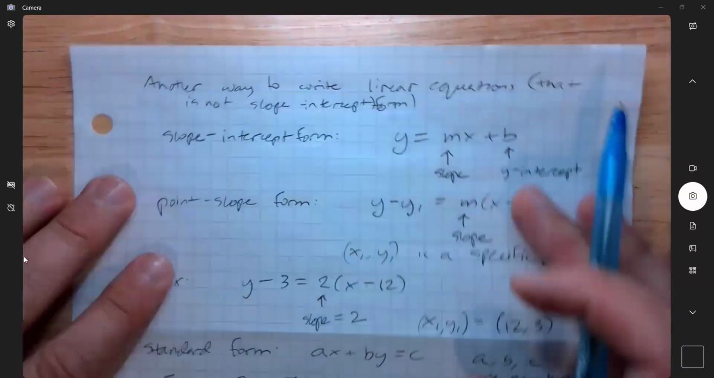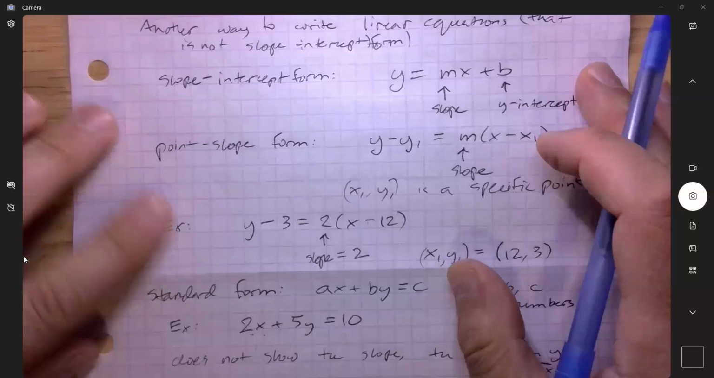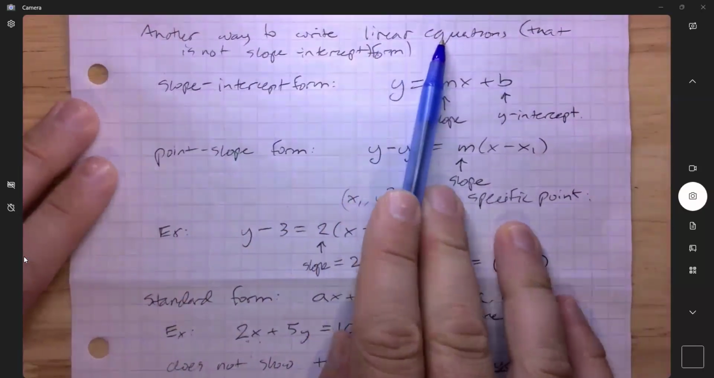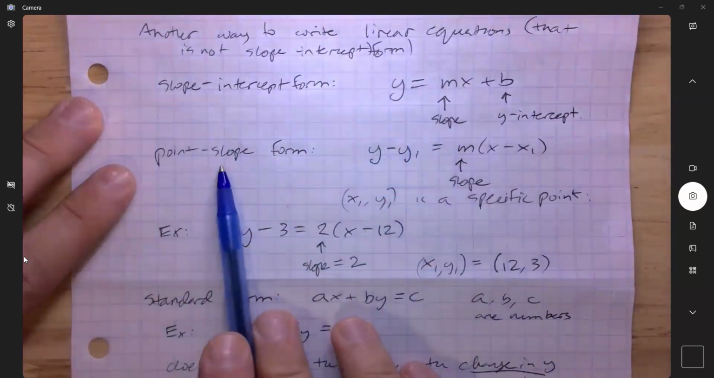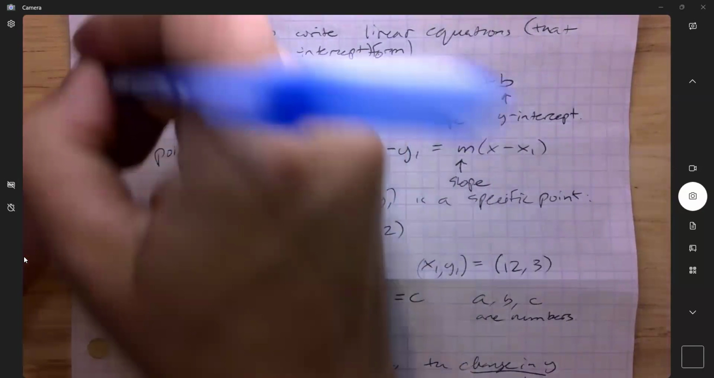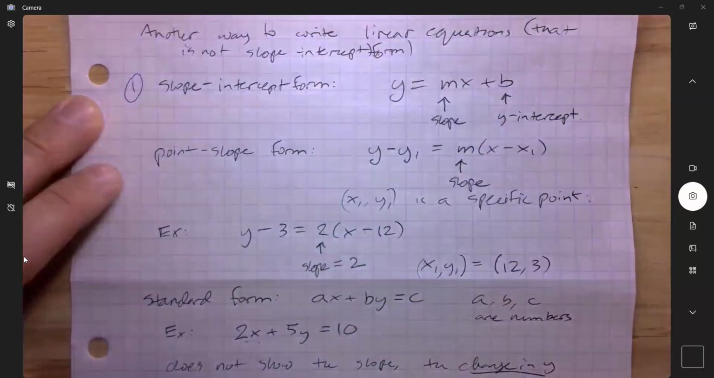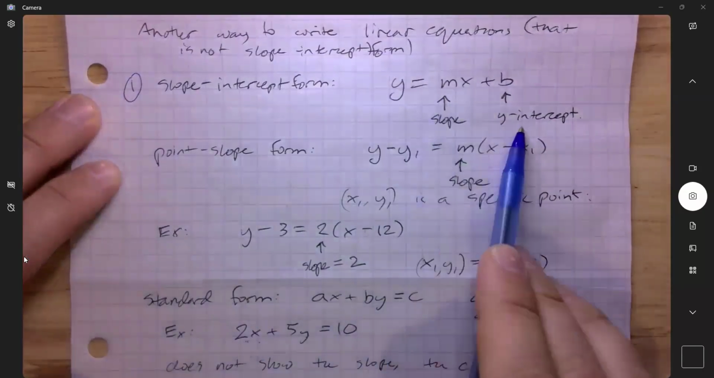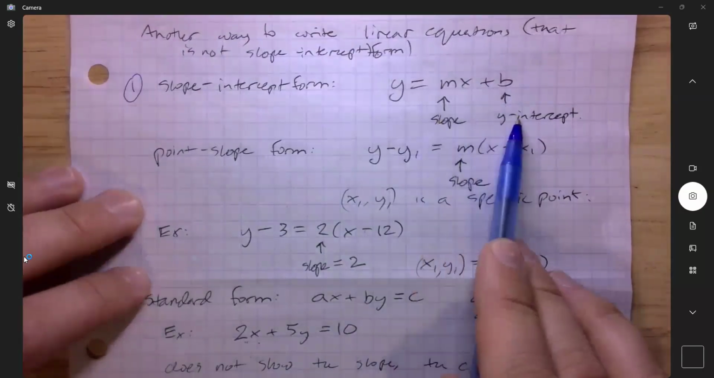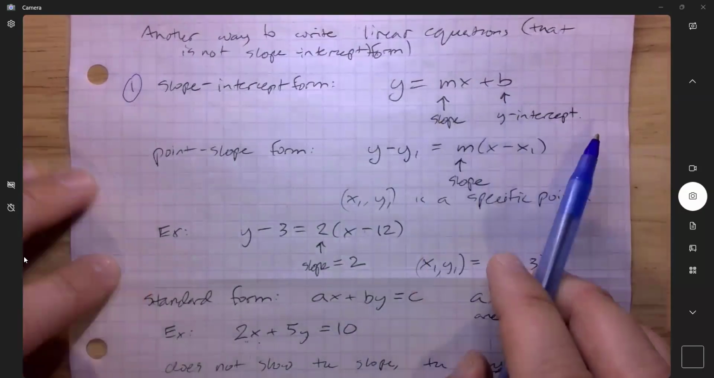So one last page of notes to talk through. There are actually 3 ways to write linear equations, 2 of them that aren't in slope-intercept form. Here's our slope-intercept form. That's the one that I like to use because you can read off the slope and you can read off the y-intercept, and those are generally the 2 most valuable pieces of information.